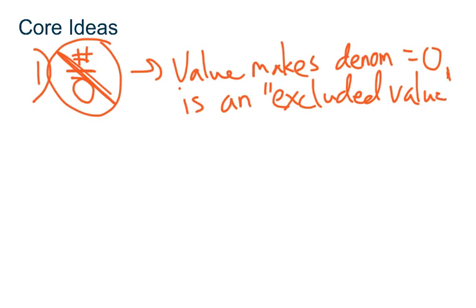So for example, if we look at something like 1 over x plus 2, we cannot let that denominator be 0. And the only value that's going to make that be 0 is x is -2. So what we're going to say is x cannot equal -2. So that's one core idea.